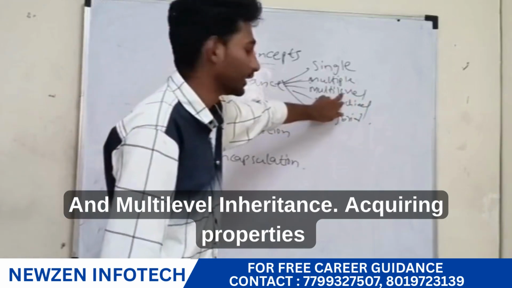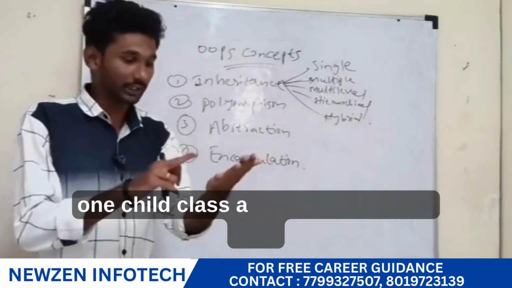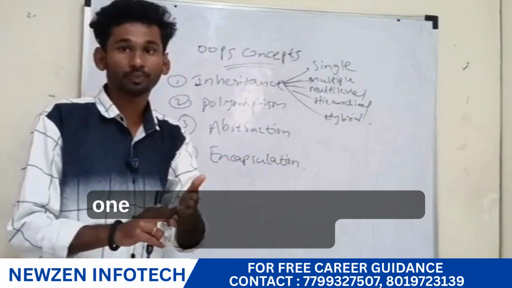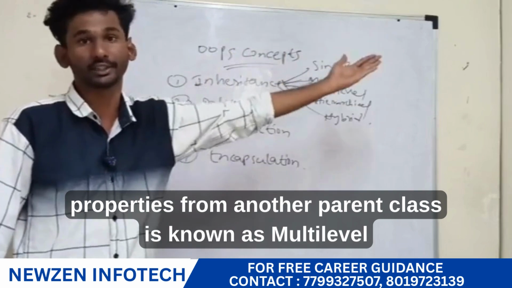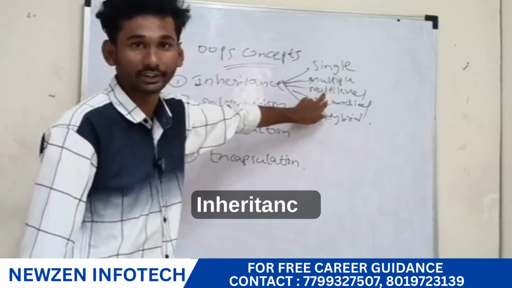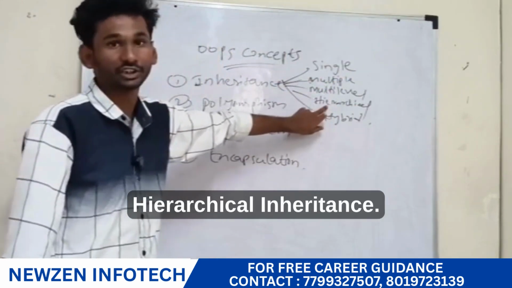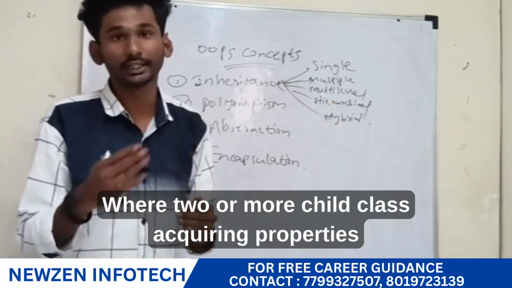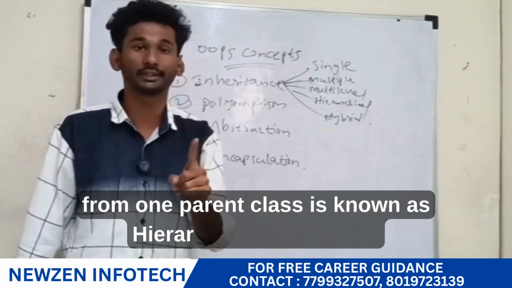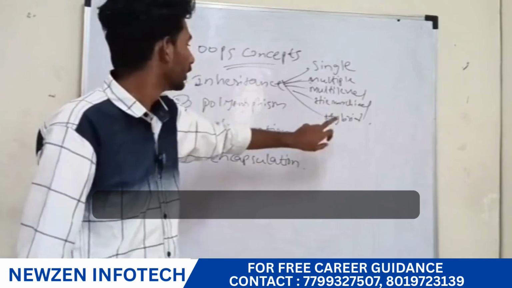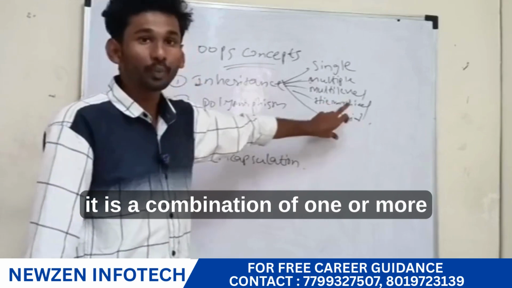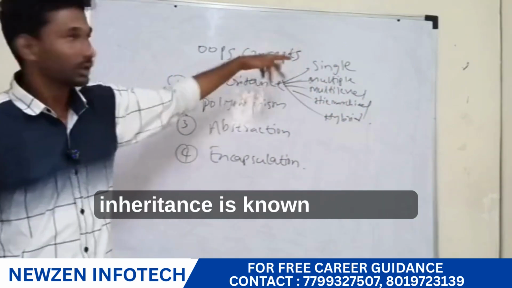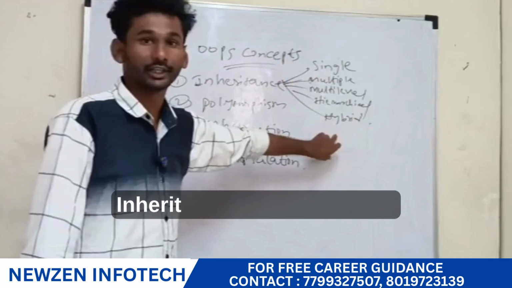In multi-level inheritance, one child class acquires properties from one parent class, and that parent class acquires properties from another parent class. Hierarchical inheritance is where two or more child classes acquire properties from one parent class. Similarly, hybrid inheritance is a combination of one or more inheritance types.